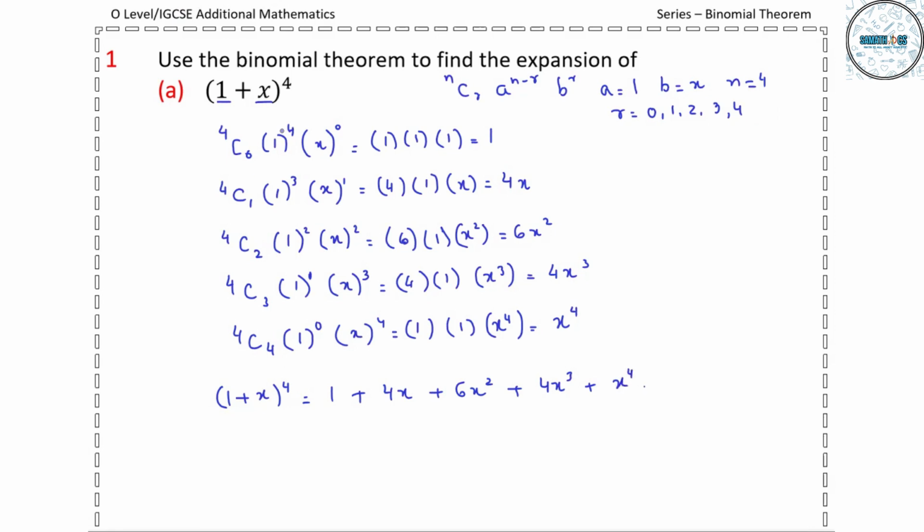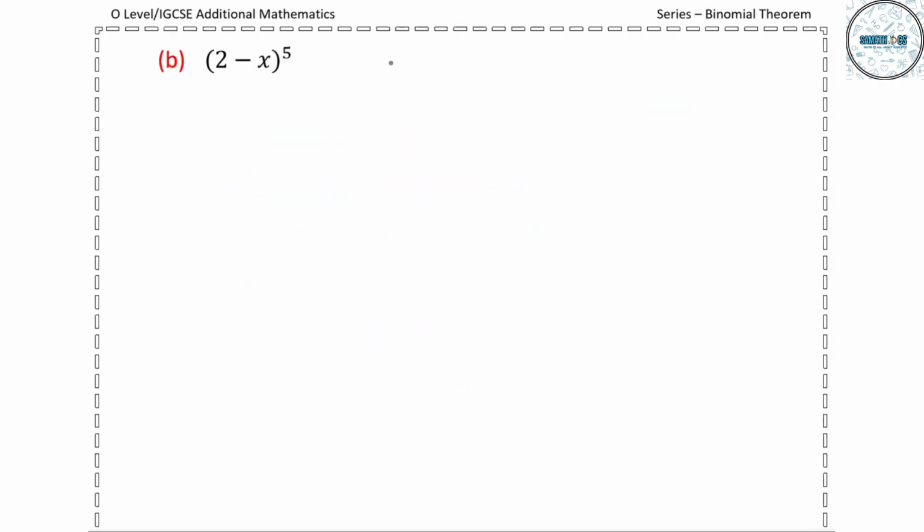You can see the power of a is decreasing from 4 to 0. The power of b is increasing from 0 to 4. And the maximum value of r is 4, which is the value of n. Let's do another question, (2 minus x) with power 5. You can pause the video and try this question yourself before I solve it.